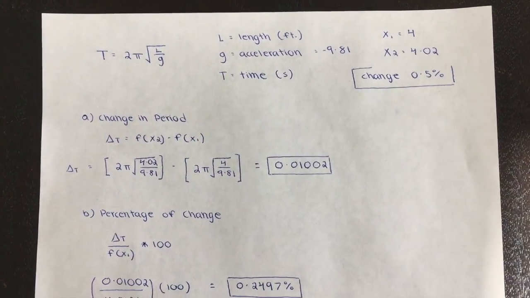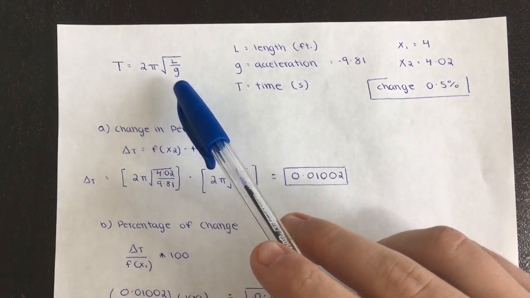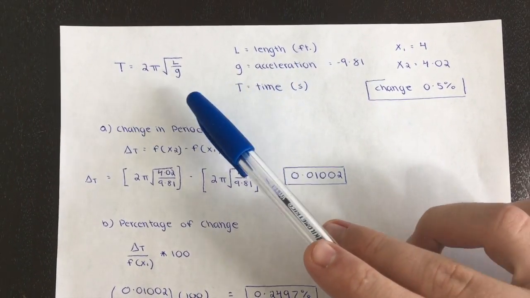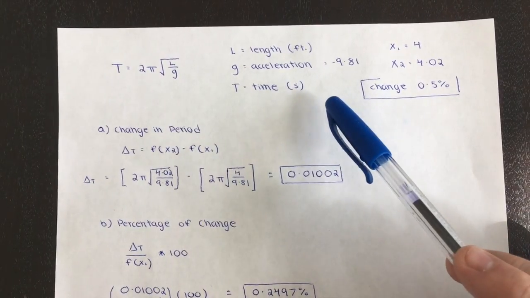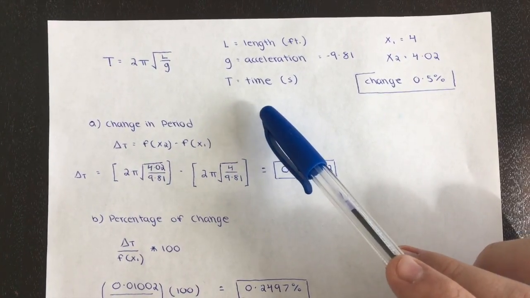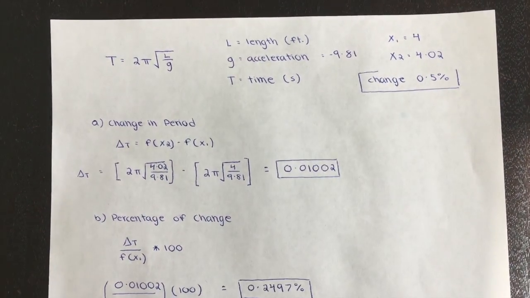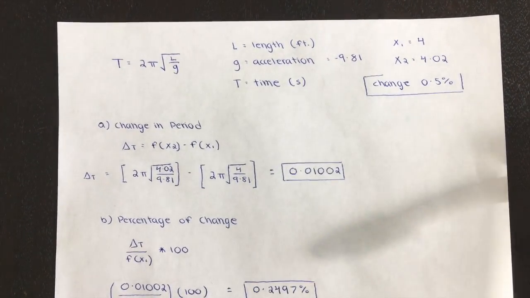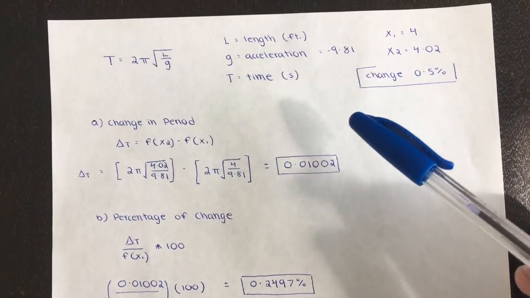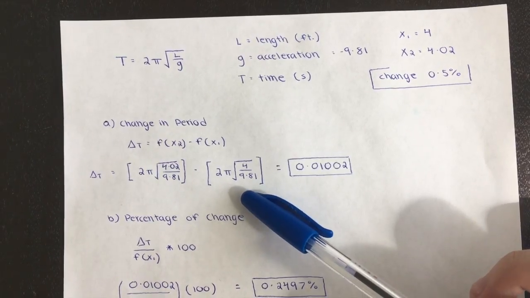So question number 2 is asking us to find the period of a pendulum with this given formula. It tells us that the length is in feet, the g represents acceleration due to gravity, which is 9.81, and t is time in seconds. They tell us that the x1 is 4, and it changes by 0.5%, which will give us that x2 is 4.02.